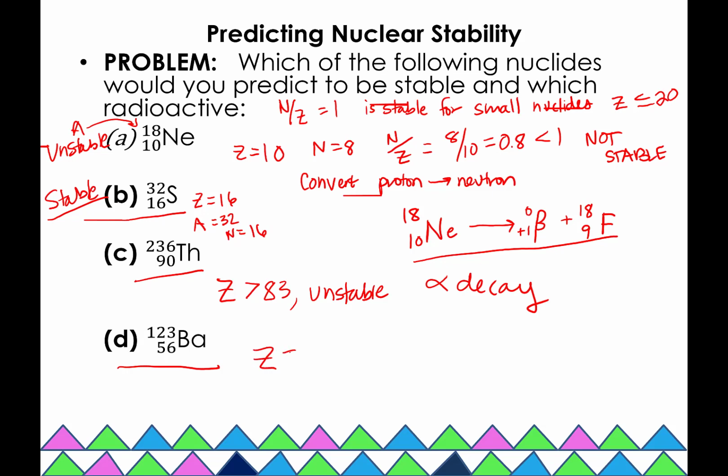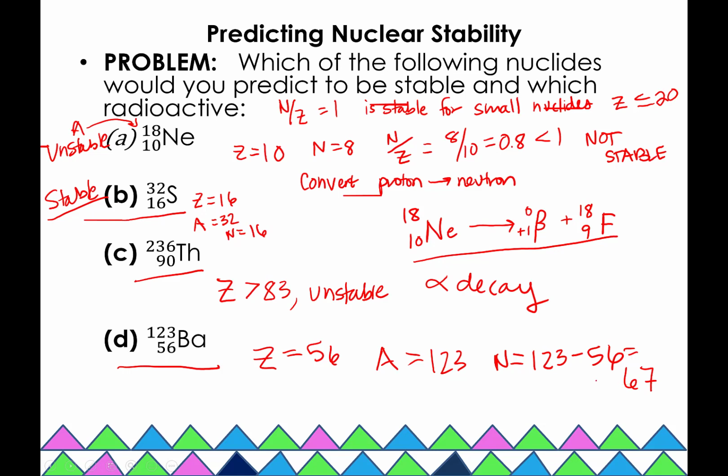barium-123, has 56 protons, and your total mass number is 123. So your number of neutrons is going to be 123 minus 56, which is 67. Now this one's a little harder because it's hard to know where exactly in this band of stability we are at. So we do know that the bigger elements need more neutrons.